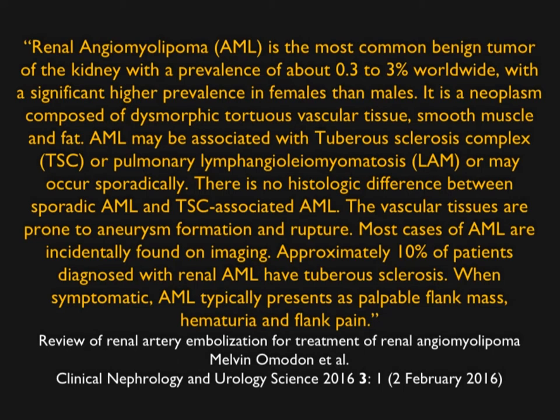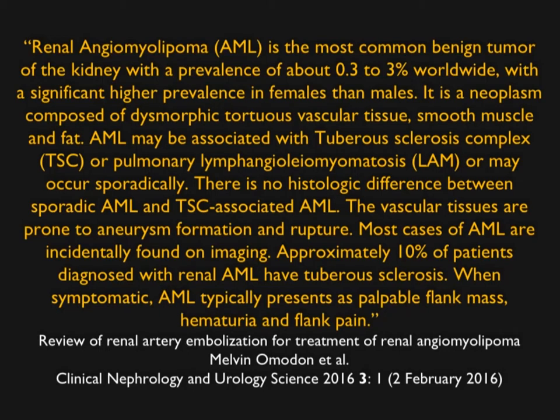It's most commonly in females. It's a neoplasm composed of dysmorphic tortuous vascular tissue, smooth muscle, and fat. They may be associated with tuberous sclerosis or pulmonary lymphangioleiomyomatosis, or may occur sporadically, and most of the cases we see are in fact sporadic. There's no histologic difference between sporadic and tuberous sclerosis-associated AMLs.